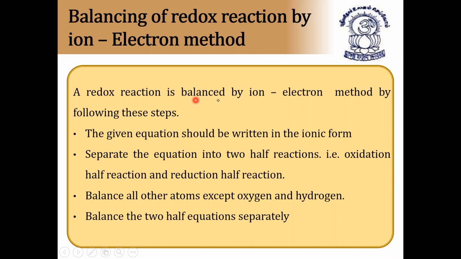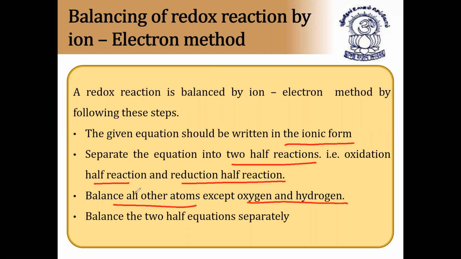A redox reaction is balanced by the ion electron method by following steps. The given equation should be written in the ionic form, only ionic form. Very, very important. They will not give the normal form, they'll give ionic form only. Separate the equation into half reactions: oxidation half reaction and reduction half reaction. Balance all other atoms except oxygen and hydrogen. First, we should balance the other atoms except oxygen and hydrogen, and balance the two half reactions separately by using the same method which you have done in the oxidation number method.